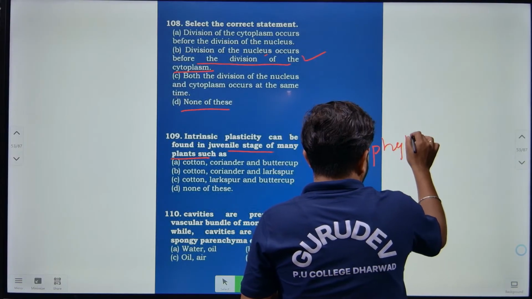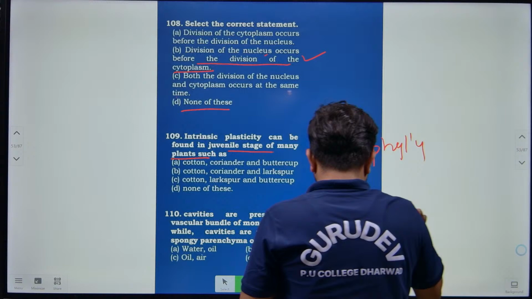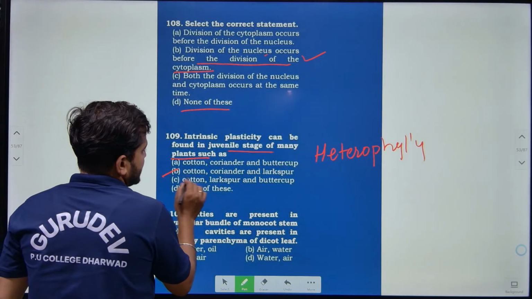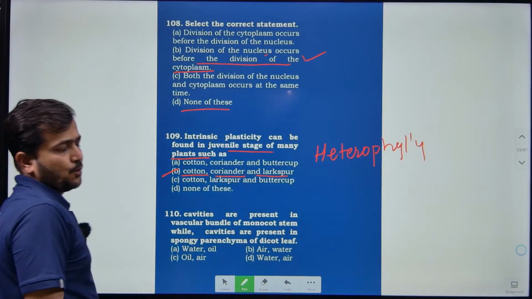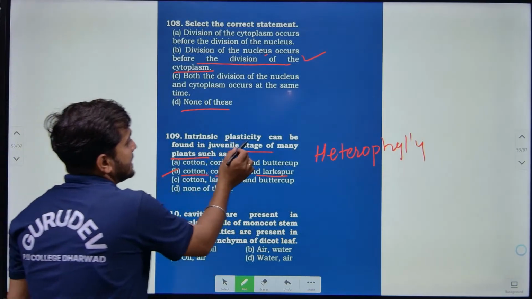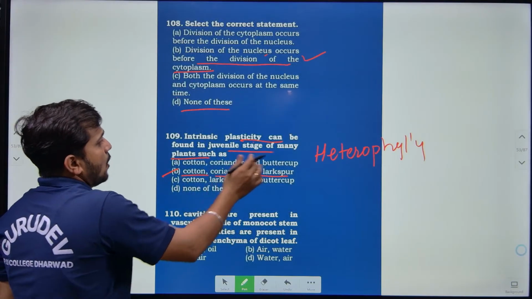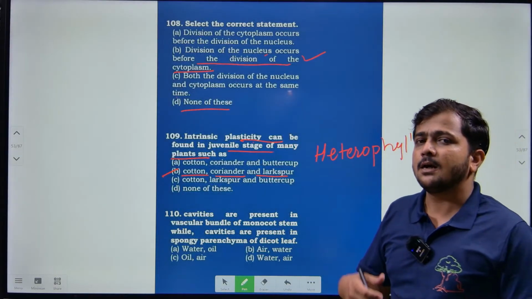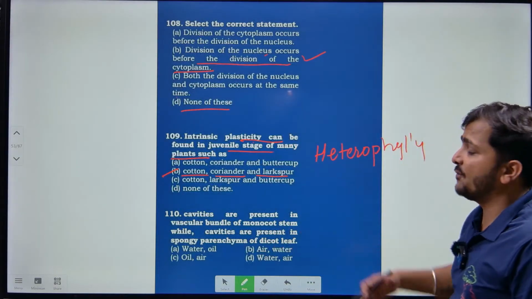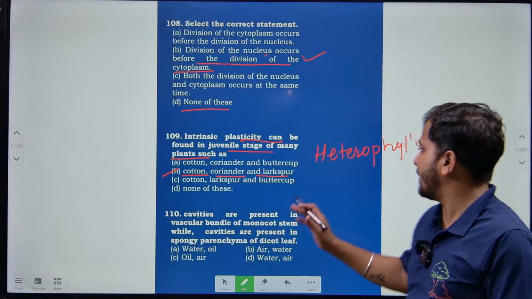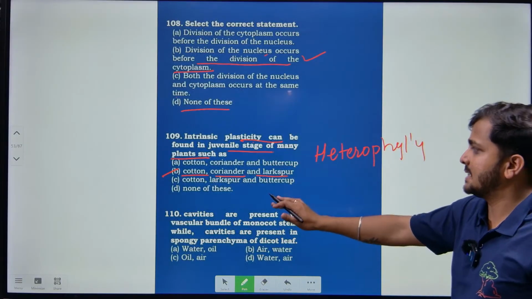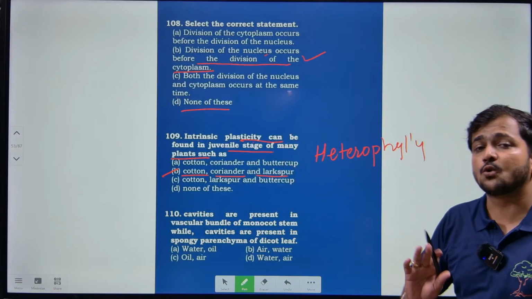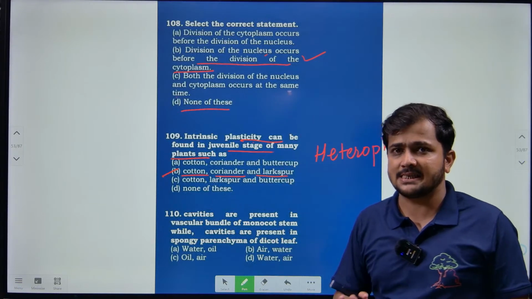So heterophily is the condition we are going to observe, and that can be seen with respect to option B, that is cotton, coriander and larkspur, right? Heterophily is the intrinsic plasticity found according to environmental conditions, where different leaf structures can be found in these plants: cotton, coriander and larkspur. That itself, growth parameter wise, we call plasticity, right?